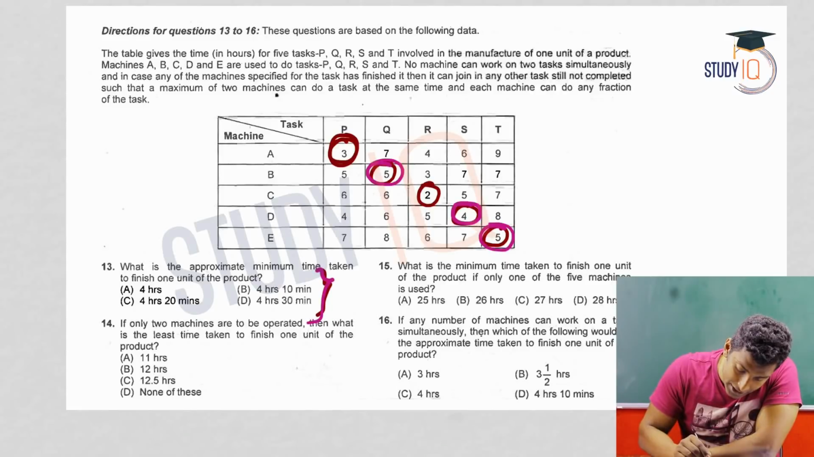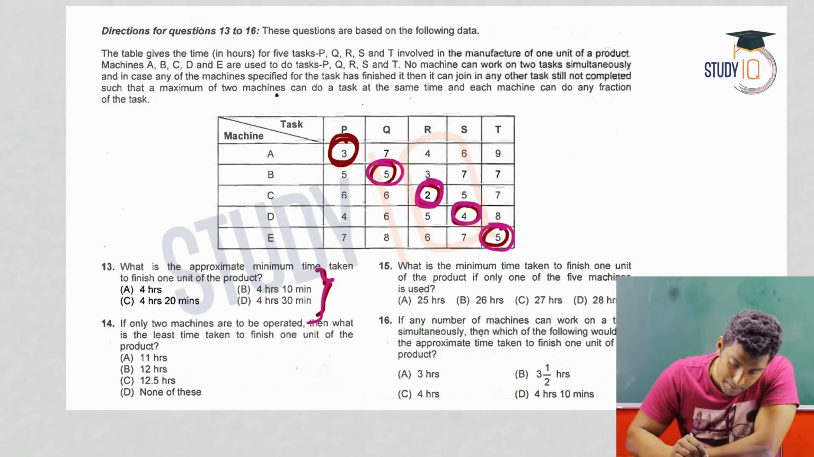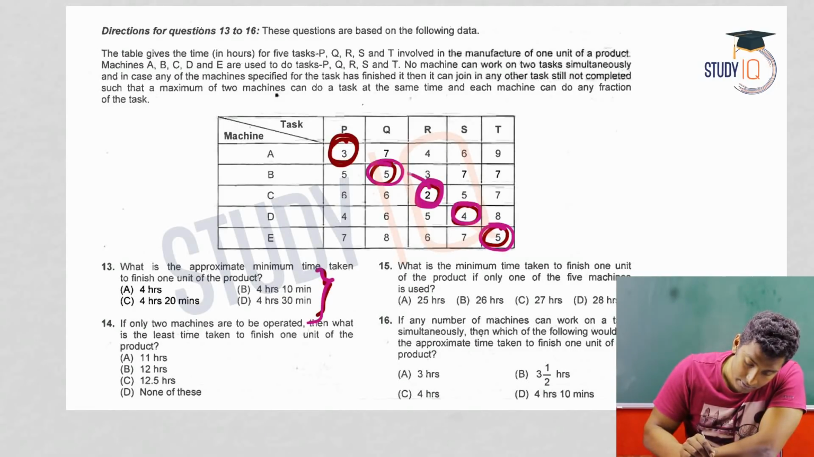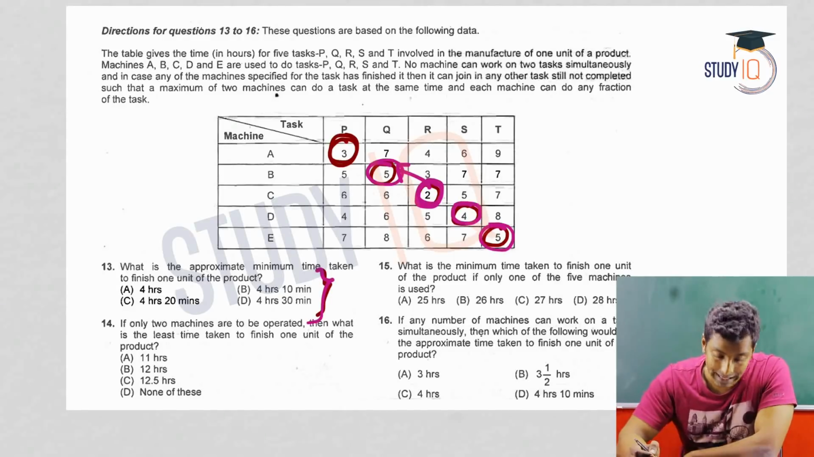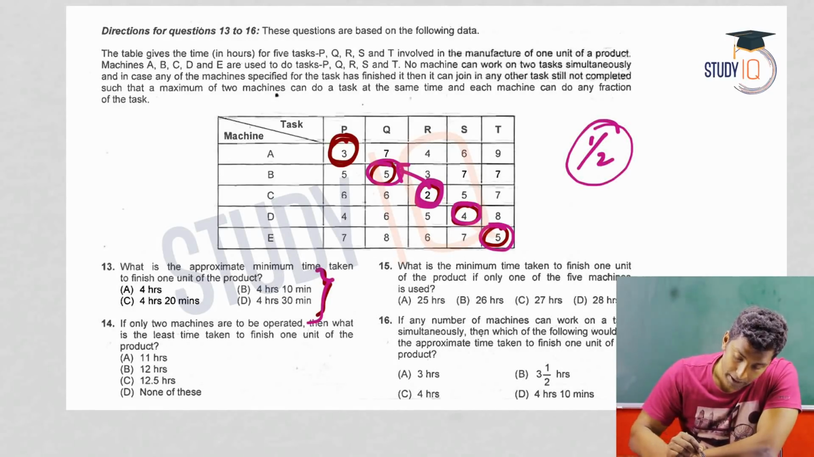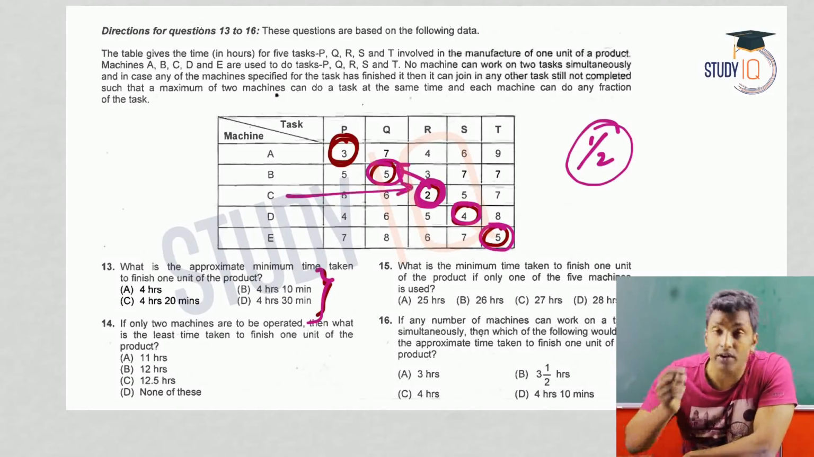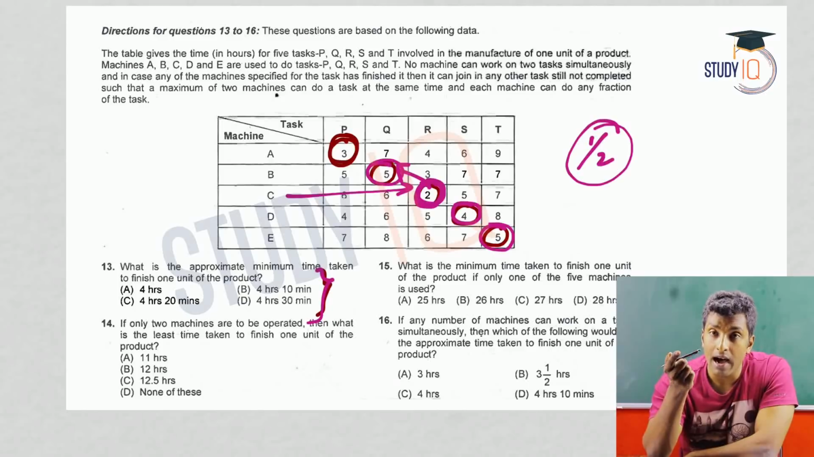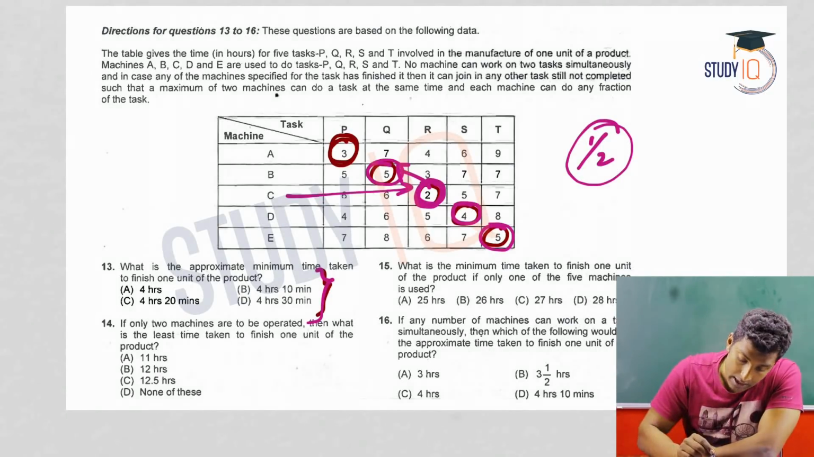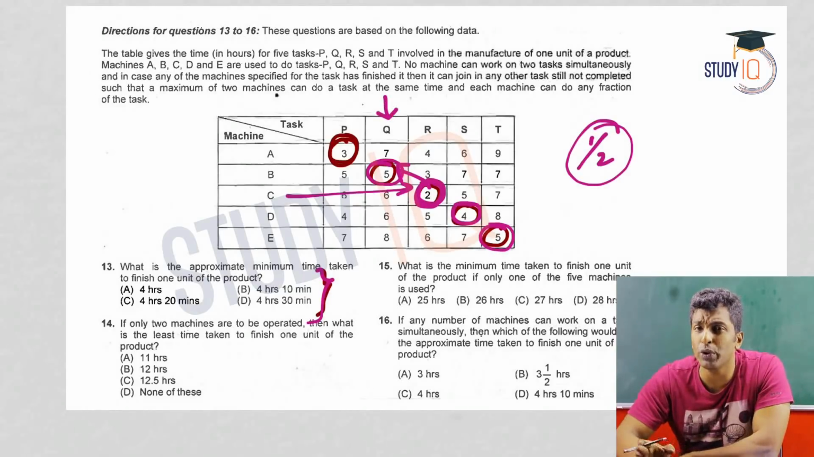Okay, see here, what is going to happen is machine C, after completing this work, will join machine B for completing Q for half an hour. So in 2 hours machine C will complete work or task R. After that he will join machine B in completing task Q. So now 2.5 hours is over.